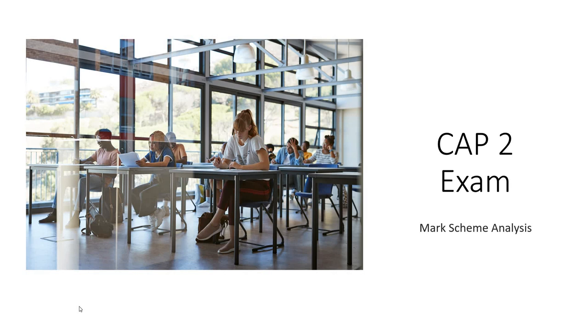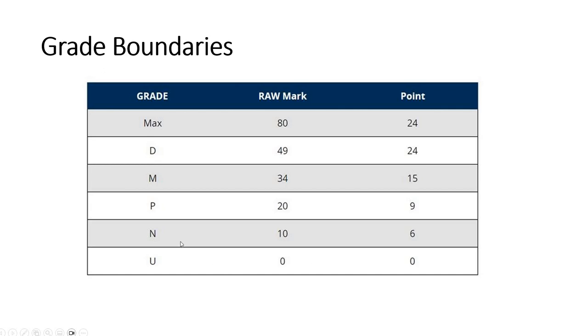Cat 2 mock exam mark scheme analysis. So the grade boundaries: to get a pass you needed 20, to get a merit you needed 34, and to get a distinction you needed 49, and the maximum, it was out of 80.